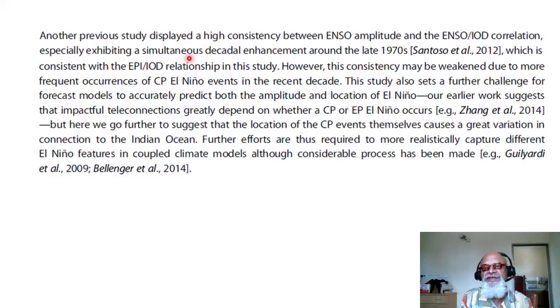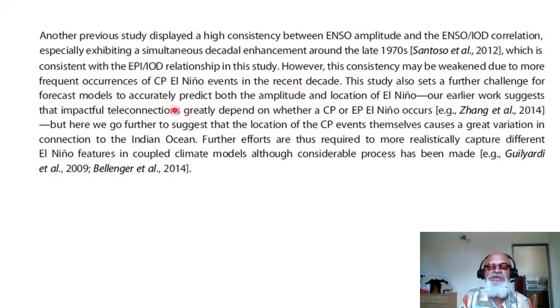So this is consistent. Their claim of ENSO amplitude and ENSO IOD correlation is consistent with the EPI IOD relationship in the study. However, this consistency may be weakened due to more frequent occurrences of CP El Nino events in the recent decade. This is very much dependent on the period they used for their study at the time. By now, people don't believe that CP El Nino events have really increased because of global warming, for example.